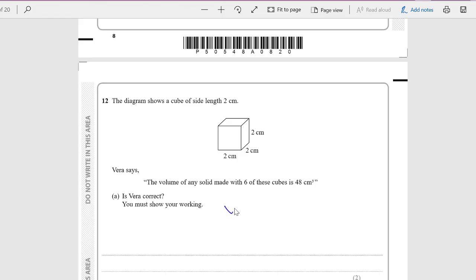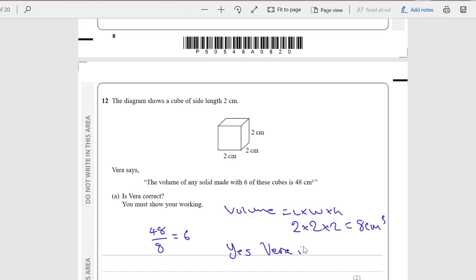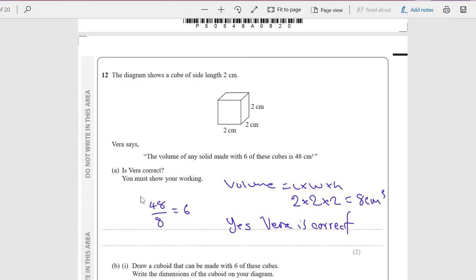Right, so the volume for the cube is length times width times height. So 2 times 2 times 2, which is 8 centimeters cubed. And she says that the volume of any solid made with 6 of these cubes is 48 centimeters. So 48 divided by 8 gives us 6. So yep, she's right. So yes, Vera is correct. Well done, Vera.